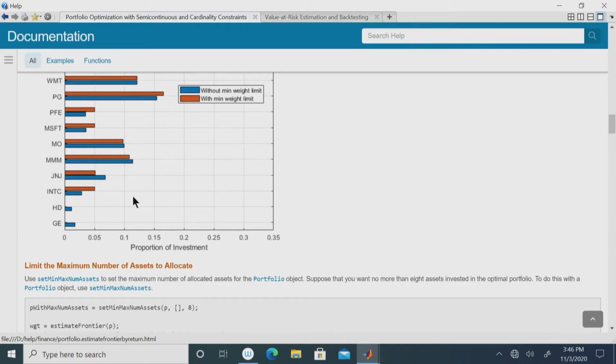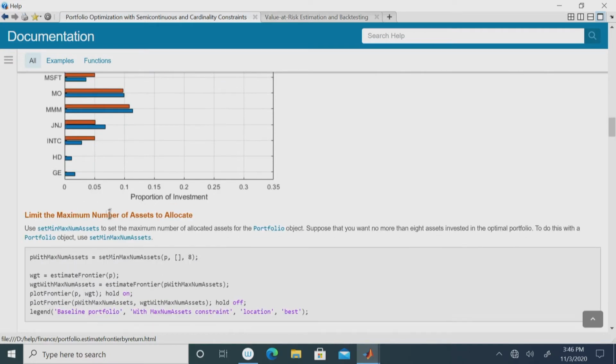For the second one, we now talk about the maximum number of assets to allocate. For this we will make use of the command set min max num assets. What it does is that it will set the maximum number of allocated assets for the portfolio object. Now, suppose that for illustrative purpose we assume that you want no more than 8 assets invested in the optimal portfolio. So, this means that the optimal portfolio that you are determining is going to comprise no more than 8 assets, that is, 8 or less than or equal to 8 assets.